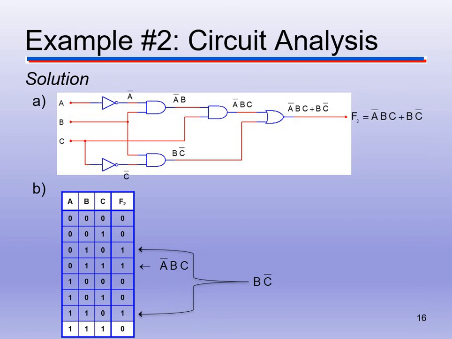Then, look at that second expression. We have B, not C. It means we don't care about what A is. We don't care if A is a 1 or a 0. So it's going to handle all the cases where we have B being a 1 and C being a 0. So that happens twice. That happens at 0, 1, 0, right? That's where A is 0, and we don't care about A. We just care that B has to be 1 and C has to be 0. So we put a 1 there.